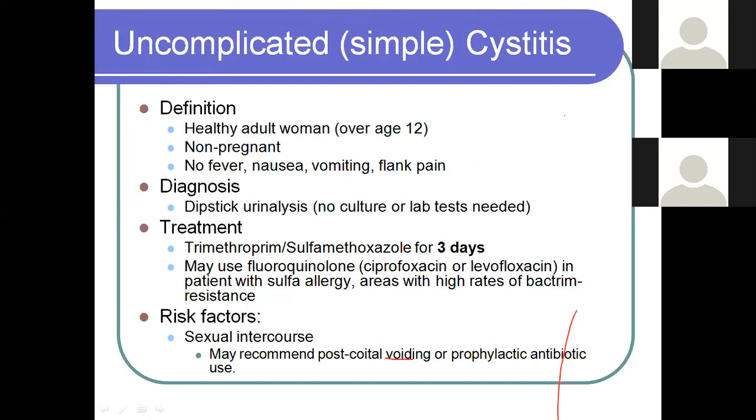So uncomplicated cystitis, by definition, is seen in healthy women who are non-pregnant, who have no signs of fever, no nausea, no vomiting, and no flank pain. Diagnosis is done basically by urine analysis and urine culture. For treatment, we need to give antibiotics for almost 3 to 5 days. The risk factor for uncomplicated cystitis is sexual intercourse, and in those patients, we recommend postcoital voiding or prophylactic antibiotic use.